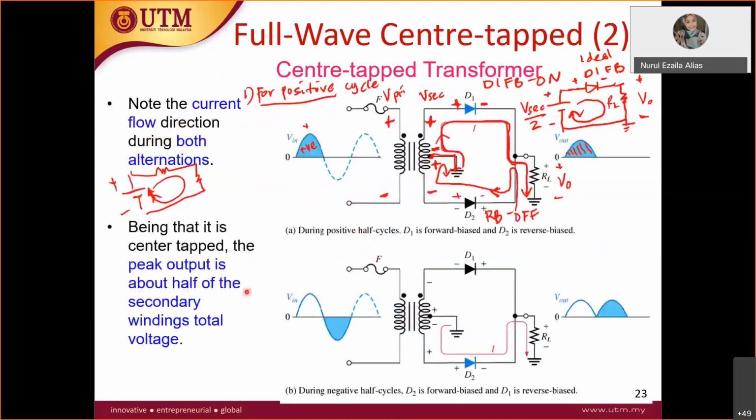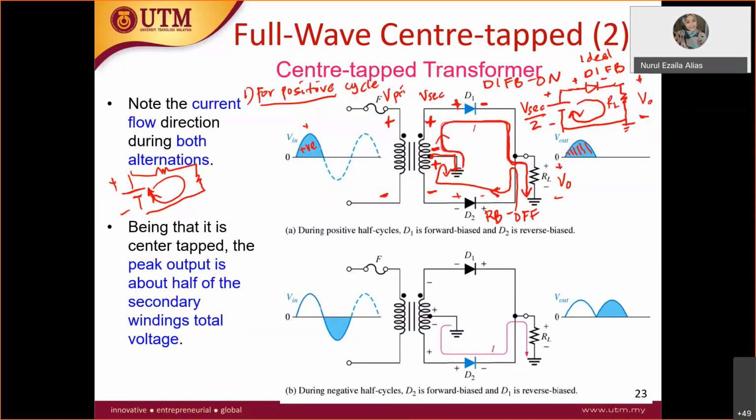For the negative cycle, I will use a different ink. Green. Okay, all right.